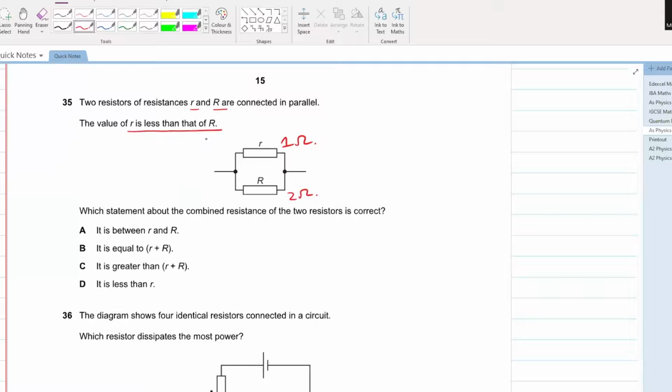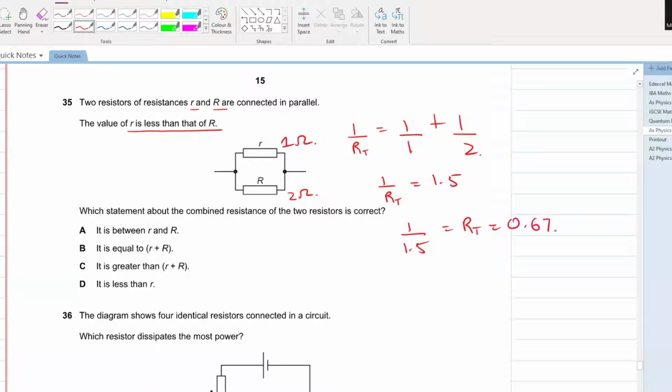Which statement about the combined resistance of the two resistors is correct? Let's calculate the combined resistance as well. Can you see both of them are in parallel? So 1 over RT is equal to 1 over R1 plus 1 over R2. 1 over RT is equal to what? 1.5. 1 plus 0.5 is 1.5. 1 over 1.5 is equal to your total resistance. This comes out to be 0.67 ohm.